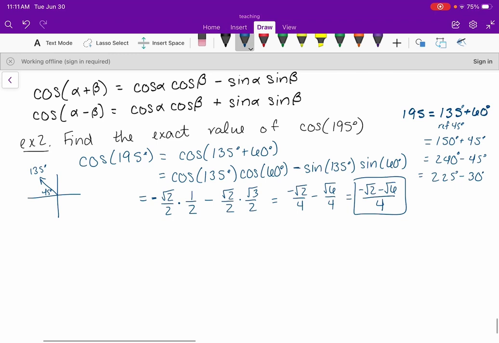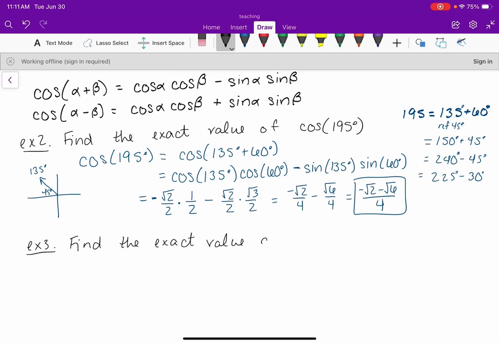So for my next example, I'll do example 3. Oh, I'm writing black. I'll say find the exact value. Let's do sine, well, we'll do another cosine. Cosine pi over 12.